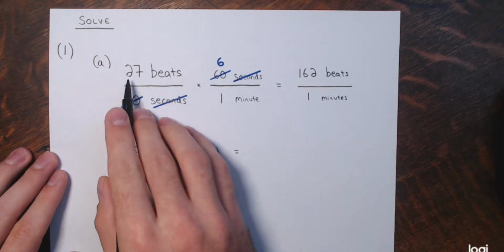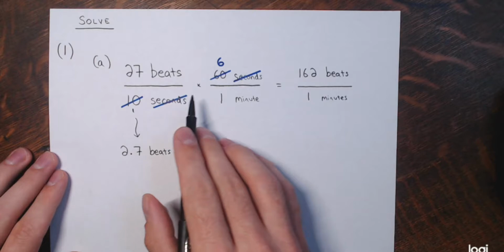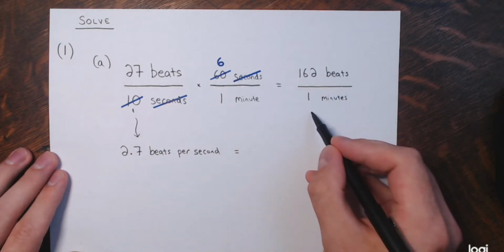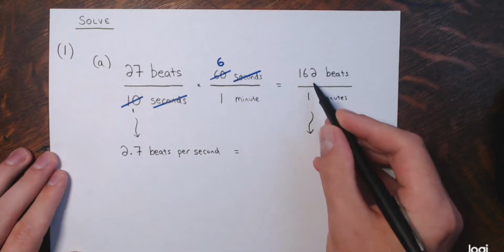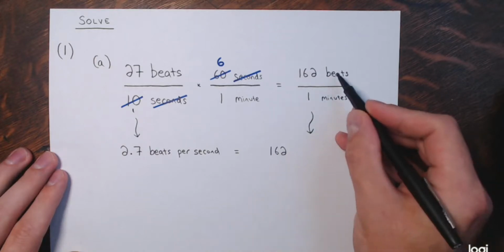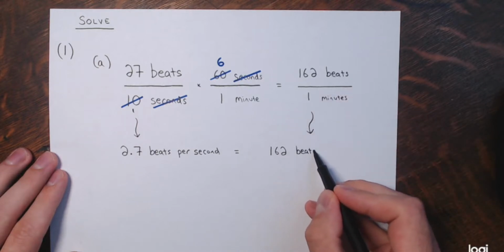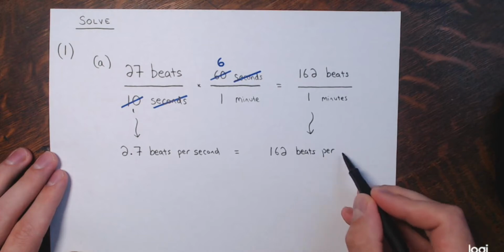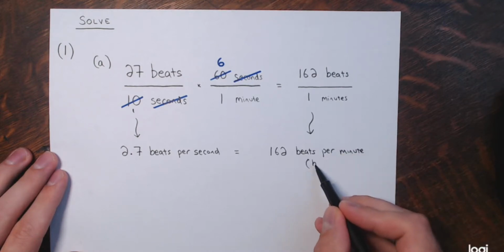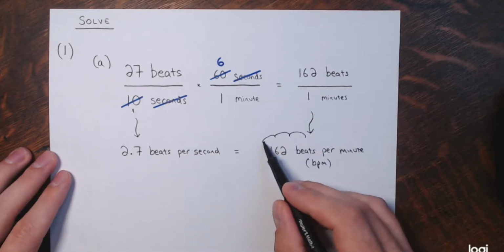So counting 27 beats in 10 seconds is equivalent to 162 beats in 1 minute. And then dividing these, now 162 divided by 1 is simple. That's just 162. And we have beats per minute, beats over minutes, or BPM, right? You might see that abbreviated as BPM, beats per minute. But this is what they wanted for part A.